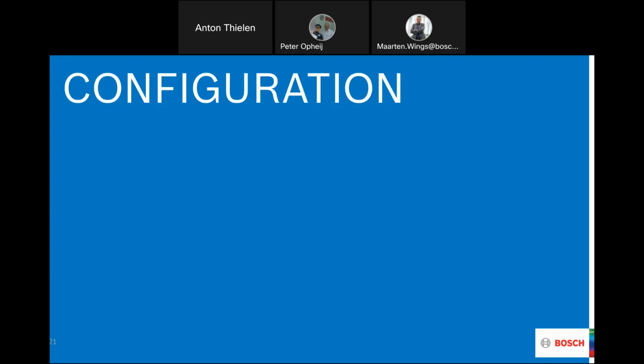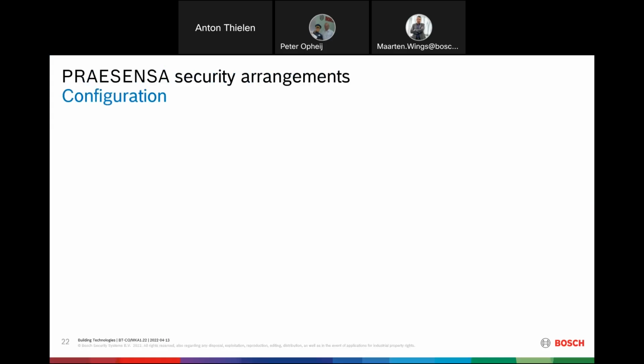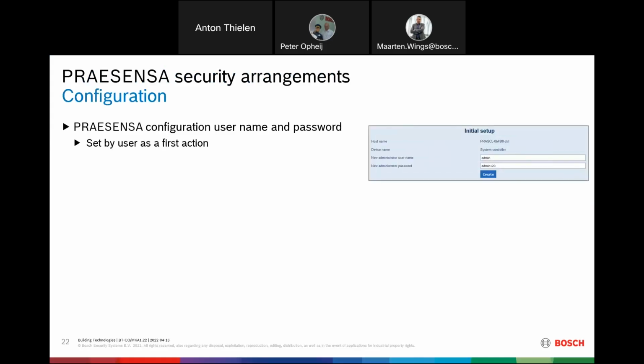The configuration itself, how would that look? Well, if you look at the PRAESENSA configuration, username and passwords must be set up by the user at the first action. That means the first moment you connect to the system controller, you need to set up a username and password. And this is an example of a very insecure password.